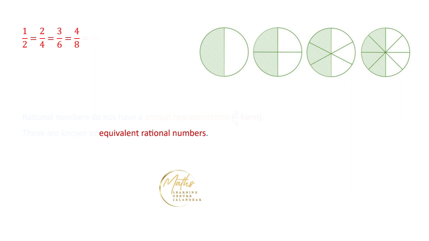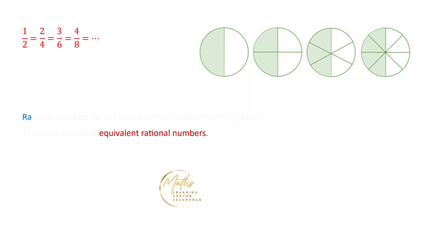Now if we look at these figures, we can see that the region of the circle represented by all these parts is the same. So we are saying that all these numbers are representing something that is the same. Based upon this, we are defining the equivalent rational numbers.